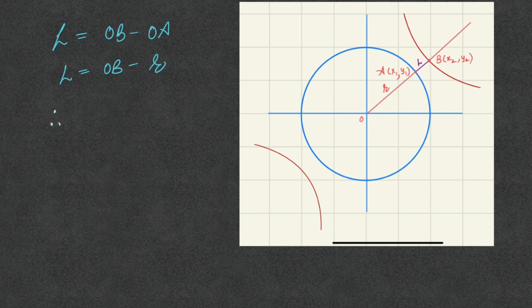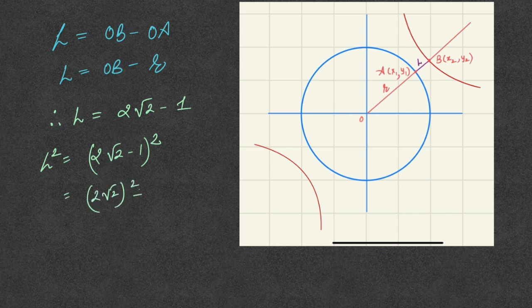Therefore L becomes 2 root 2 minus 1. But we want to find the value of L square, so it becomes (2 root 2 minus 1) whole square. So L square is 9 minus 4 root 2, which is the required answer.